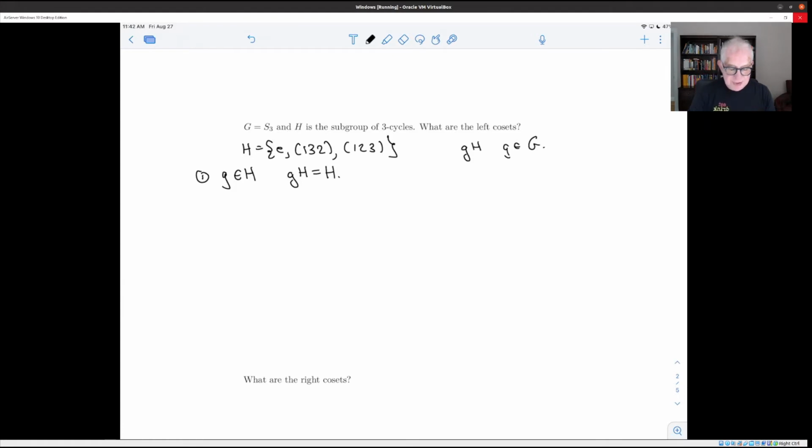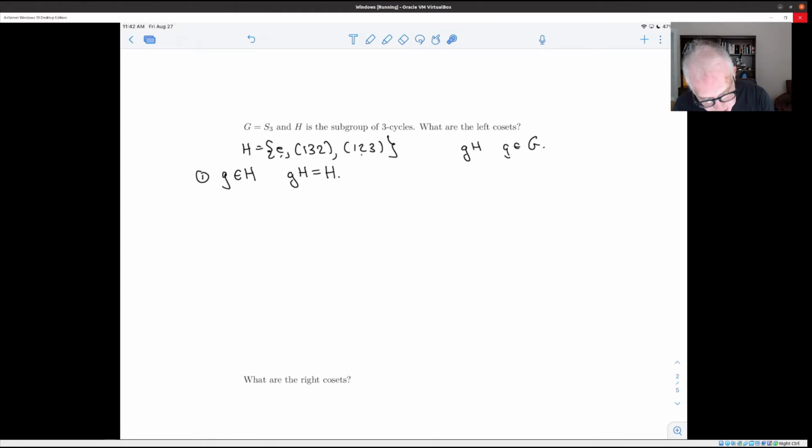Suppose for g I picked (1 2 3). Well, if I multiply (1 2 3) times E, I get (1 2 3). If I multiply (1 2 3) times (1 2 3), I get (1 3 2). And if I multiply (1 2 3) times (1 3 2), I get E. So multiplying by (1 2 3) or by (1 3 2) just preserves the rotations, and so the coset doesn't change. It's still the original subgroup.